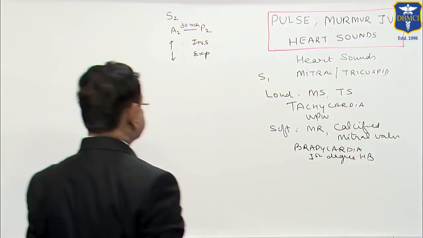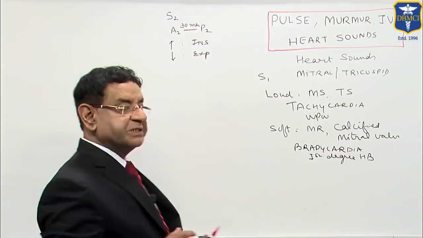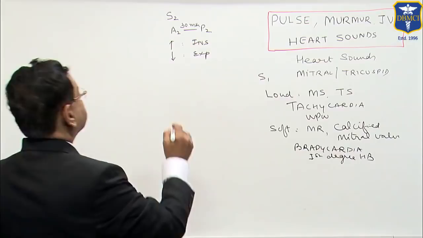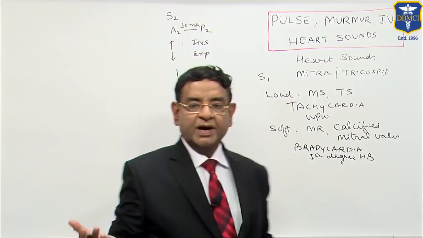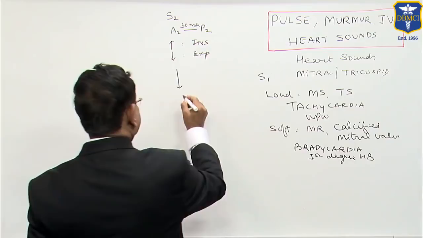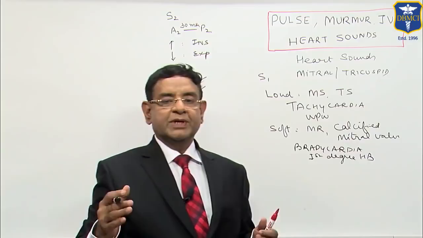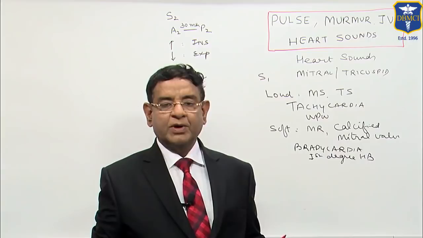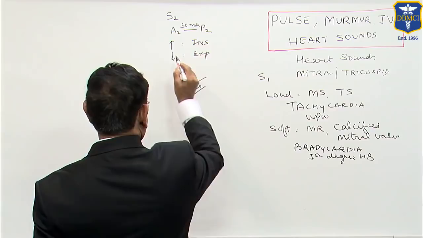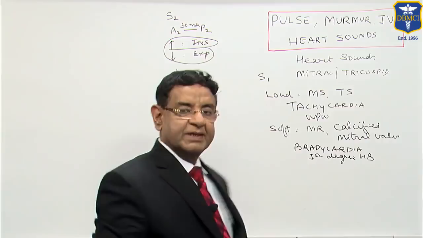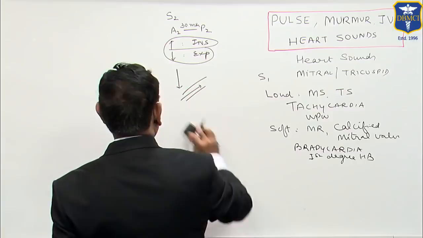The mechanism of this is that during inspiration, thorax expands. So there is more and more venous return into the right heart. More blood comes into the right heart, so it takes more time for the blood to go into the pulmonary artery. So, P2 is delayed. So, remember, during inspiration the gap is more and during expiration the gap is reduced, it is variable. Now, let us talk about what are the causes of single S2.